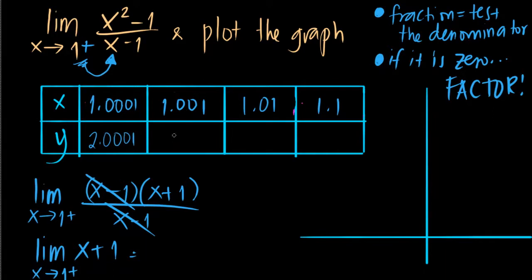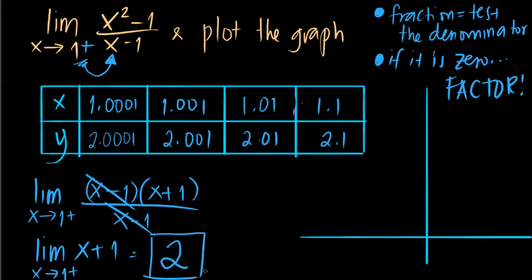1.0001 plus 1, that's 2.0001. And 1.001, that's 2.001. Punoon ta na lang ni. Okay. It's pretty obvious, guys, that the limit of x squared minus 1 over x minus 1 as x approaches 1 is equal to 2. So, draw a box around 2, and you're happy.